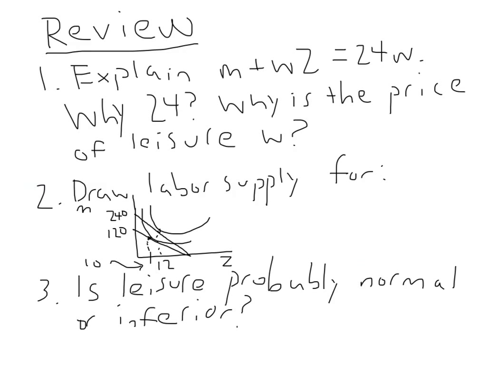And third, do you think leisure is probably a normal good or an inferior good? This will lead you to start thinking about the income effect of an increase in the wage and how that might influence the shape of the labor supply curve. That's the problem we'll spend time working on in class in section on the worksheet for section.